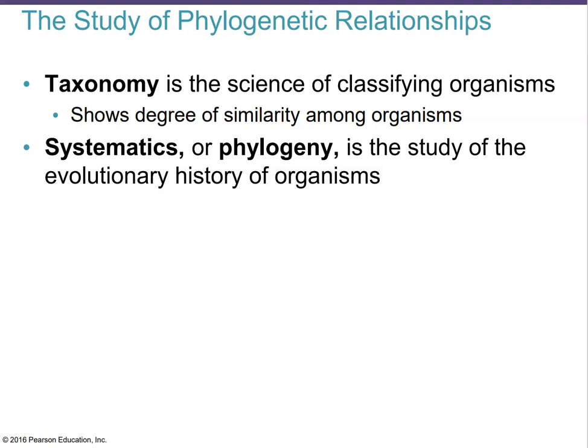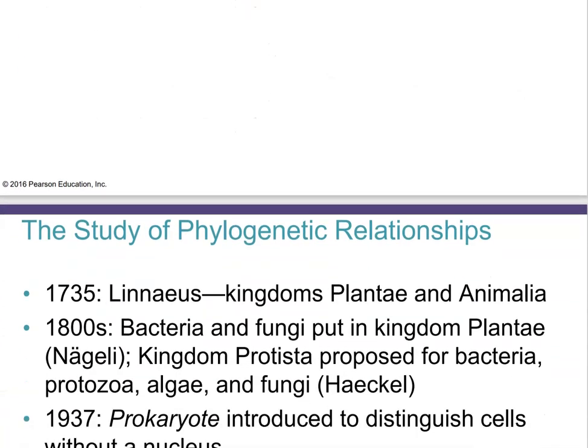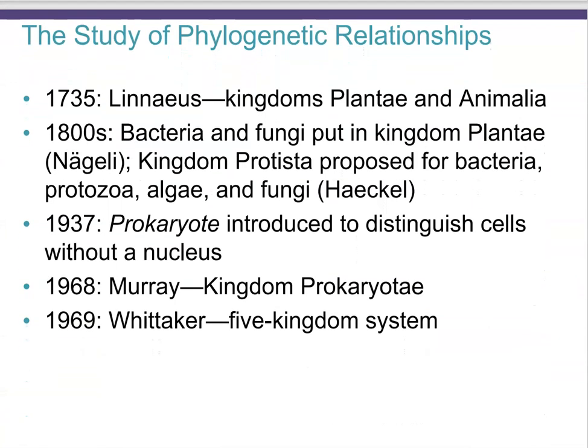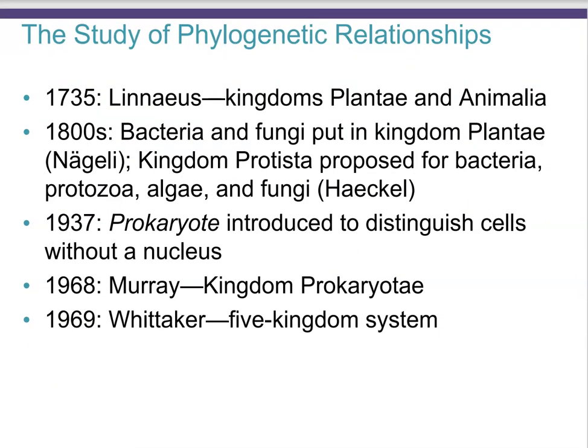Okay, systematics or phylogeny is the study of the evolutionary history of organisms by definition. And again, things have changed ever since we've been doing high throughput sequencing, and you basically have all the sequences of a lot of organisms at your fingertips. So the study of phylogenetic relationships.